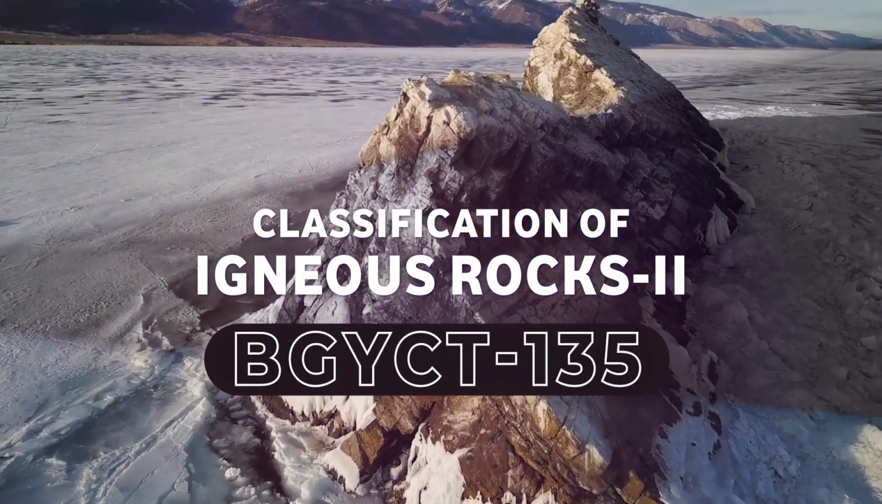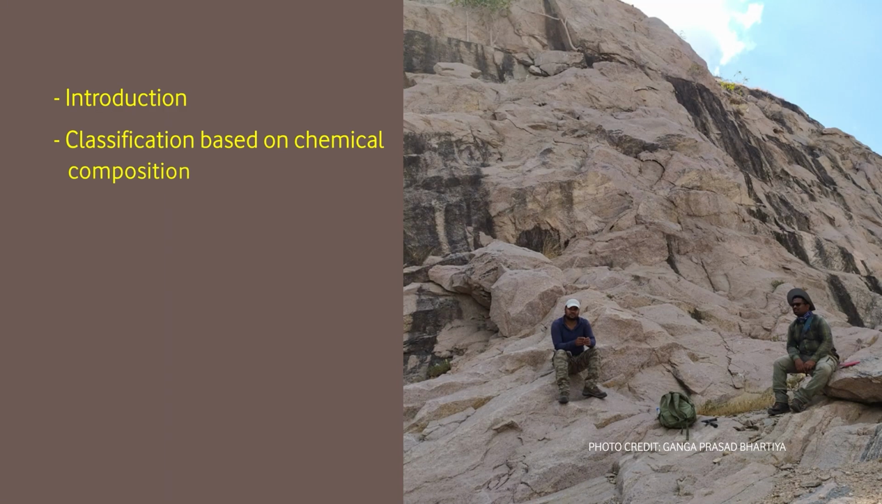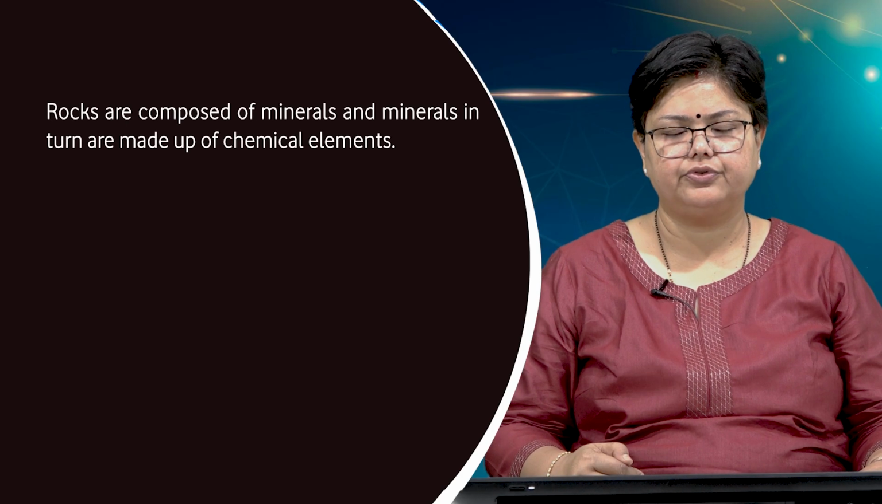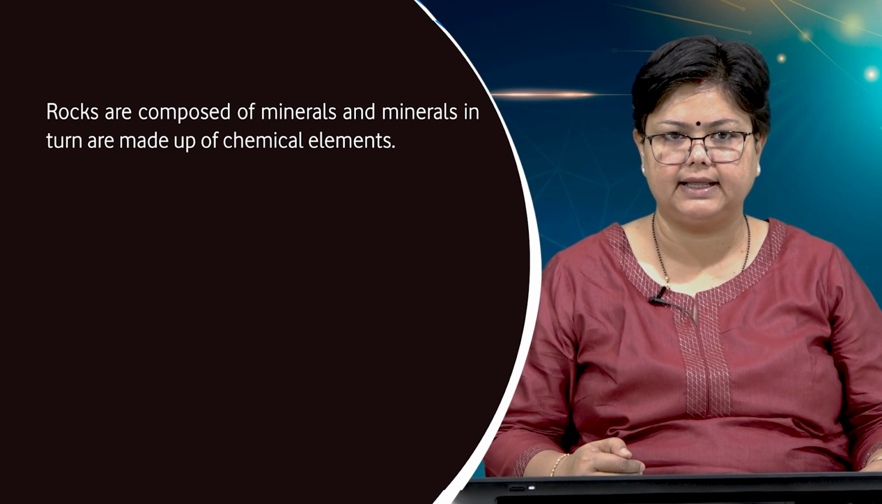Here is a brief outline of the talk. We have an introduction section followed by the classification based on chemical composition. We have silica percentage, silica saturation classification, alumina saturation classification, alkali lime index classification, and total alkali silica based classification. Rocks, as we know, are composed of minerals, and minerals in turn are made up of chemical elements.